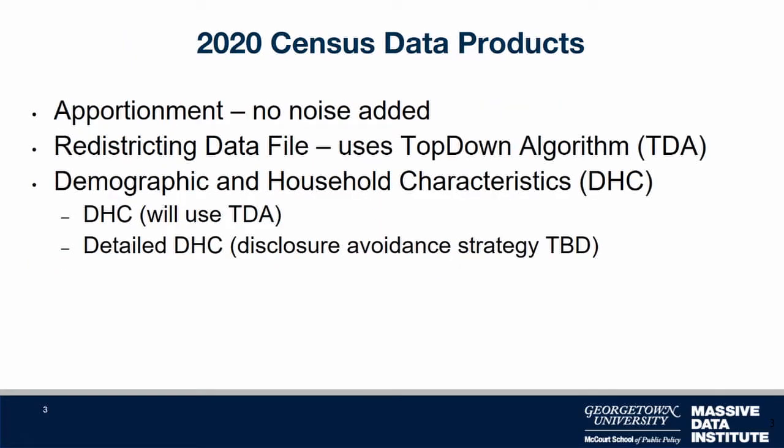So for census, things to remember: the apportionment data are already out there. No noise was added. It's the actual head count in every single state. The redistricting data are also out there, and we've heard a bit about that as well. Michael explained that it used the top-down algorithm. And now we're waiting to see what comes out in the DHC and the detailed DHC, which is what Ashwin was just covering earlier. And again, that disclosure avoidance strategy is not yet known.